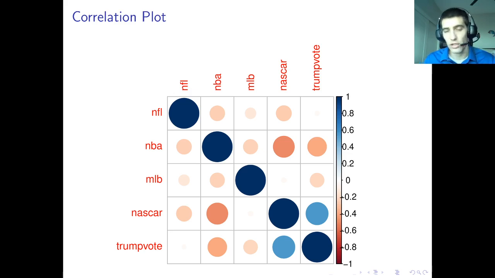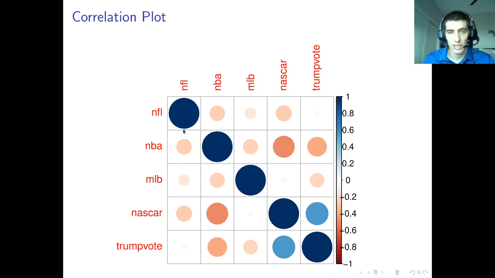Okay, so first thing here is a correlation plot. The correlation plot is plotting correlation values, a correlation matrix, right? So we've talked about what a correlation matrix is. A correlation matrix is a matrix that holds pairwise correlations in it.